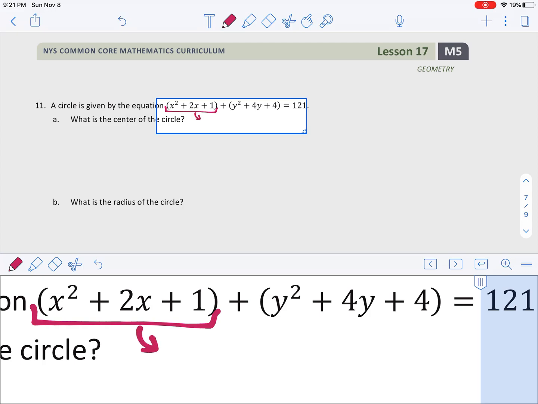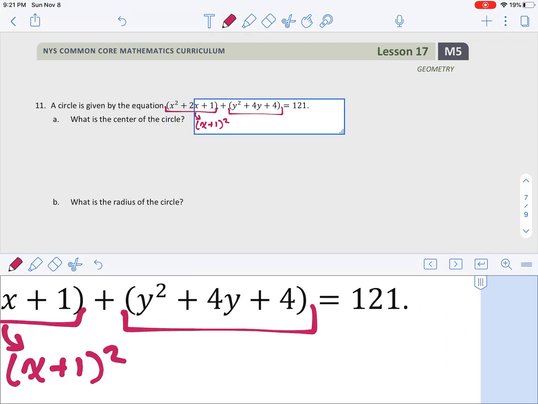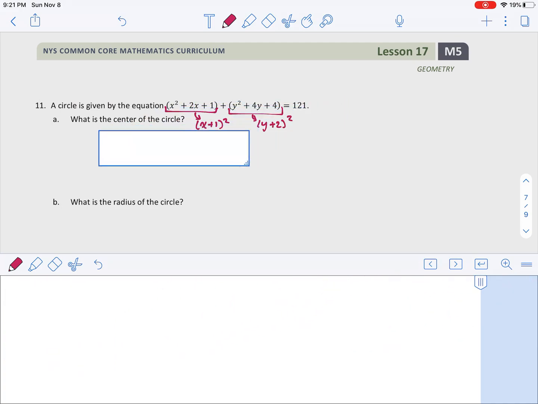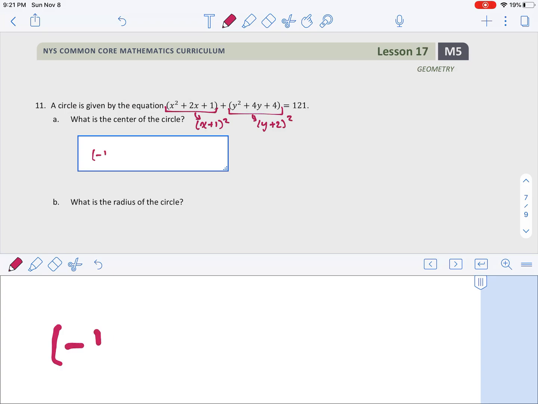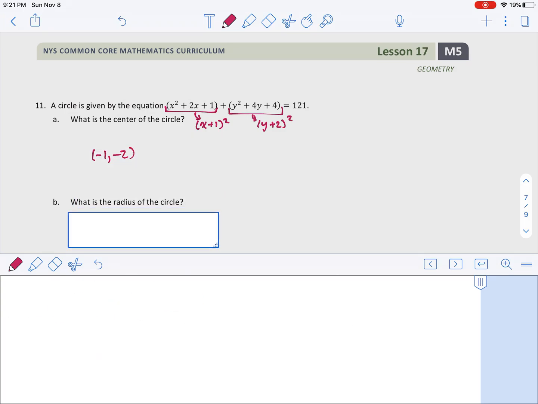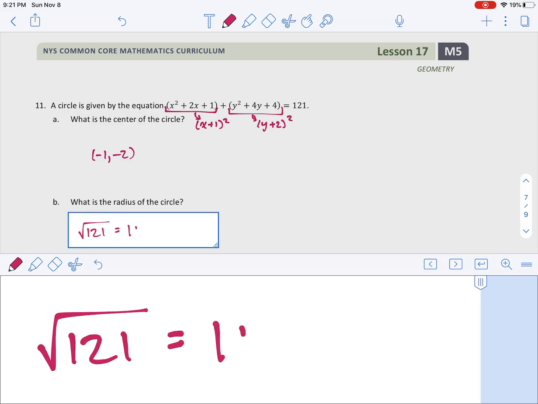x squared plus 2x plus 1 is really just x plus 1 squared. Similarly, y squared plus 4y plus 4 is just y plus 2 squared. So the center of our circle is at -1, -2. The radius of the circle is still just as easy to find. Square root of 121 is 11.